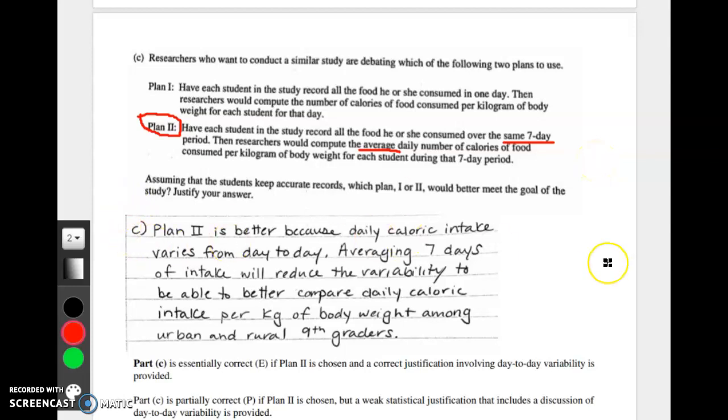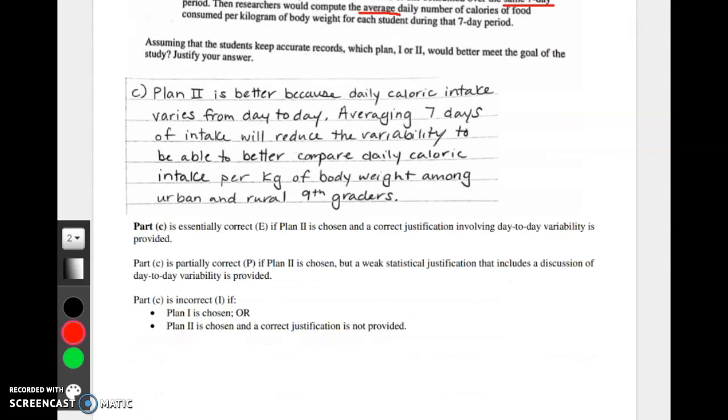So my response was Plan 2 is better because daily caloric intake varies from day to day. Averaging 7 days of intake will reduce the variability to be able to better compare the daily caloric intake per kilogram of body weight among urban and rural 9th graders. And the scoring here, you were essentially correct if, 1, you chose Plan 2, and 2, you gave some sort of correct justification.